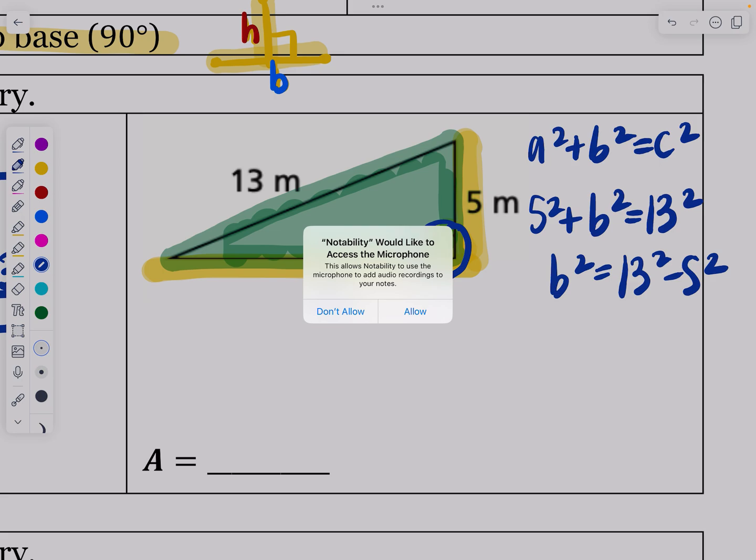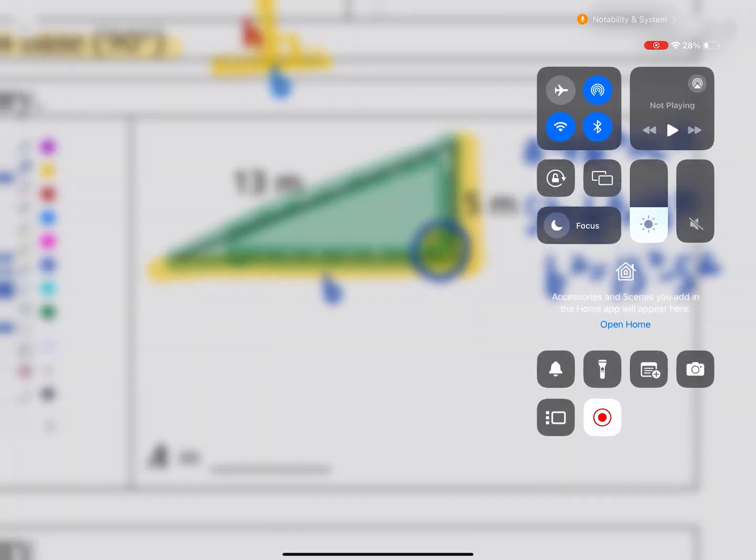13 squared. Are we still recording? Still recording, microphone's still on, that's good.